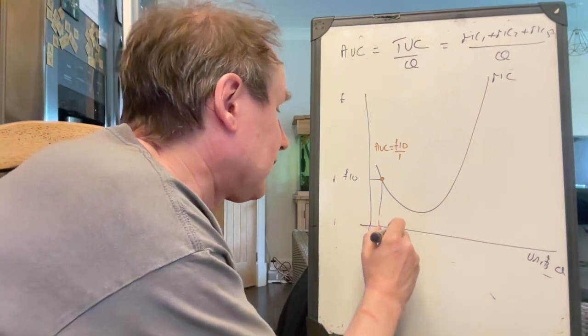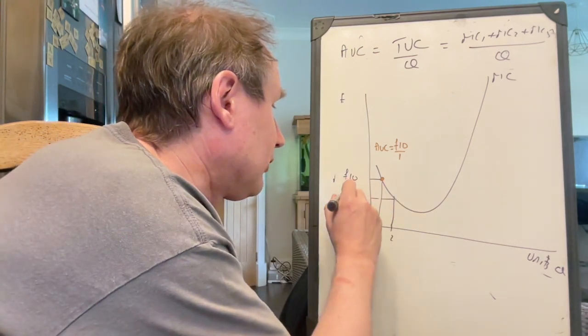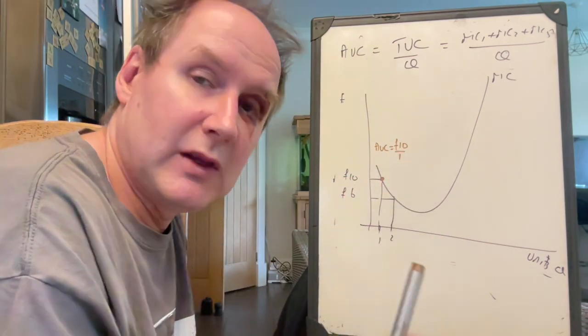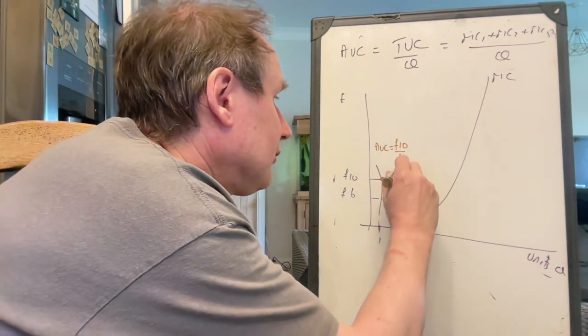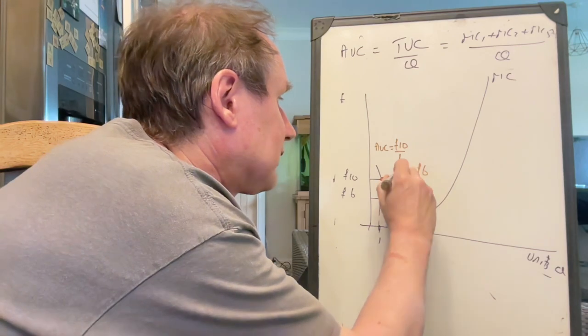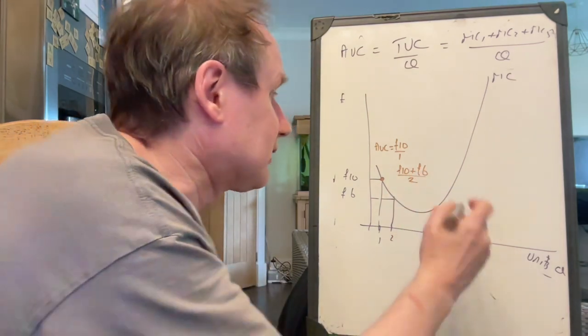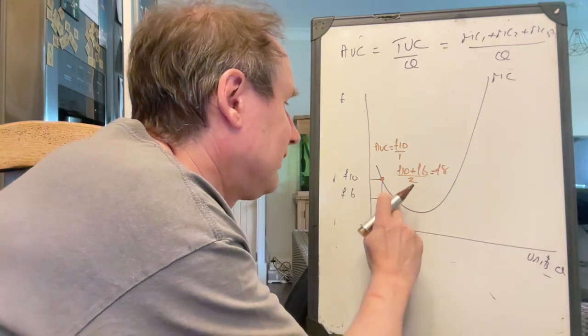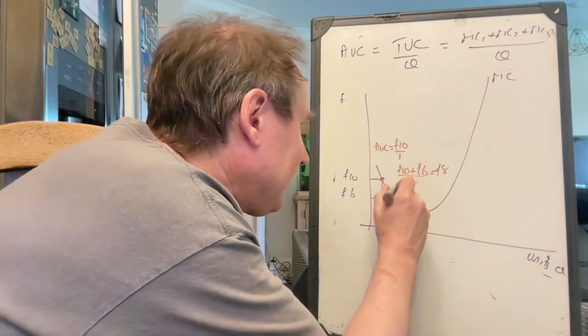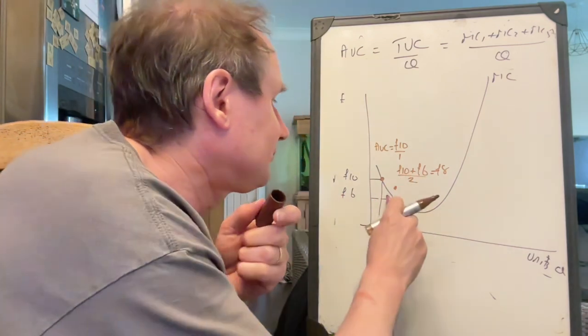However, as soon as we get the second unit, which costs me, say, 6 quid, my average variable cost is now 10 plus 6 divided by 2, that's going to be 8 there.